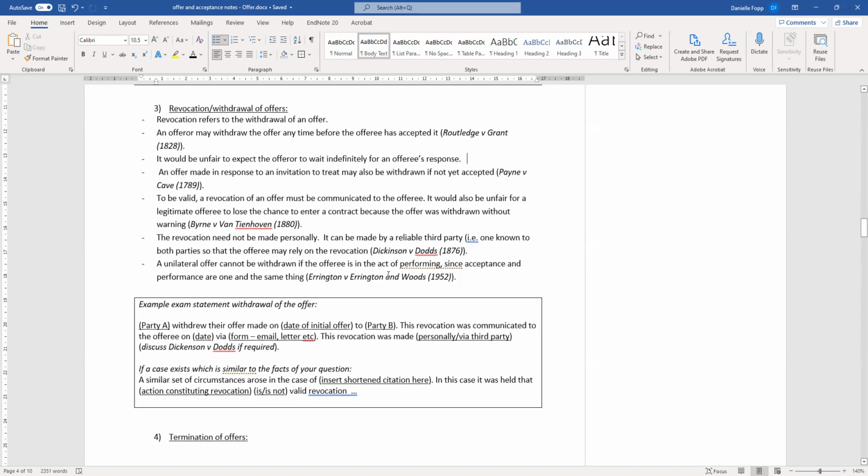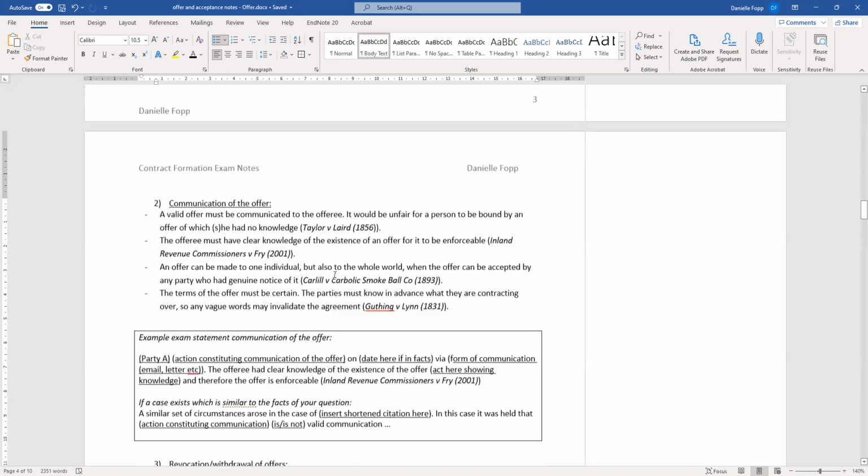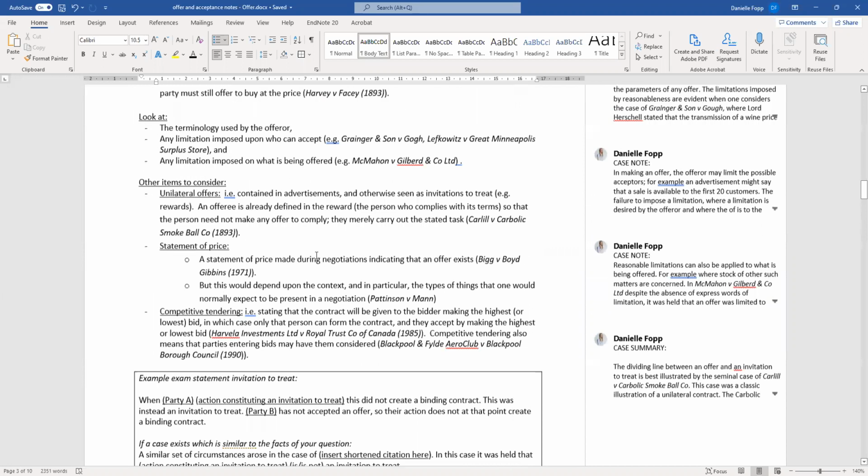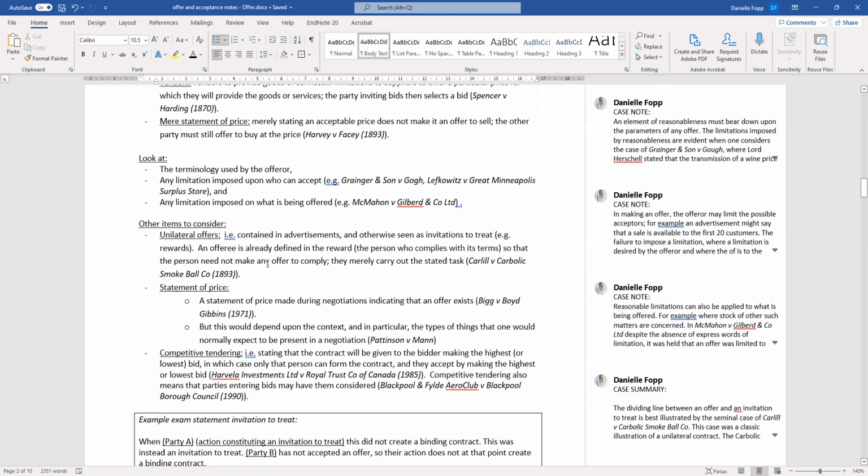The withdrawal need not be made personally. It can be made by a reliable third party, for example, one known to both parties, so that the offeree may rely on the withdrawal, and that's Dickinson against Dodds. A unilateral offer cannot be withdrawn if the offeree is in the act of performing, since acceptance and performance are one and the same thing. And that's Errington against Errington. And if we forget what a unilateral offer is, come back here and have a look at Carlill.